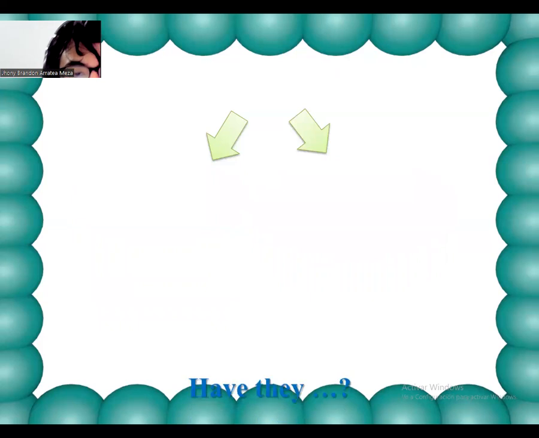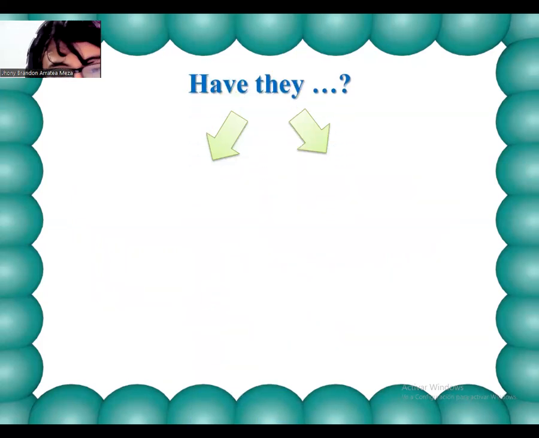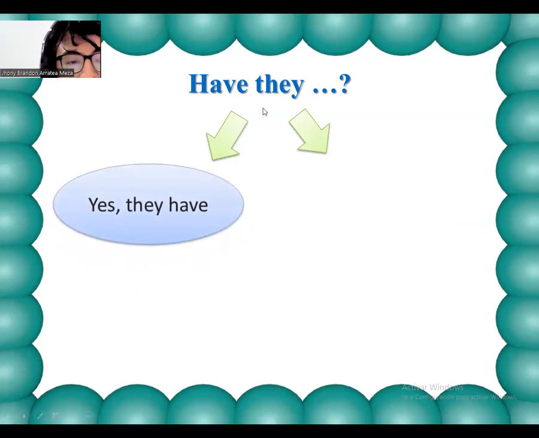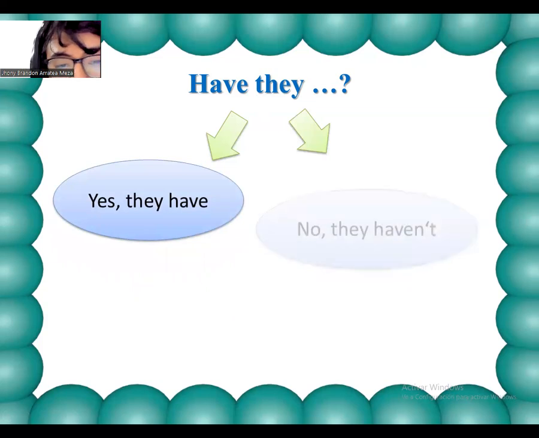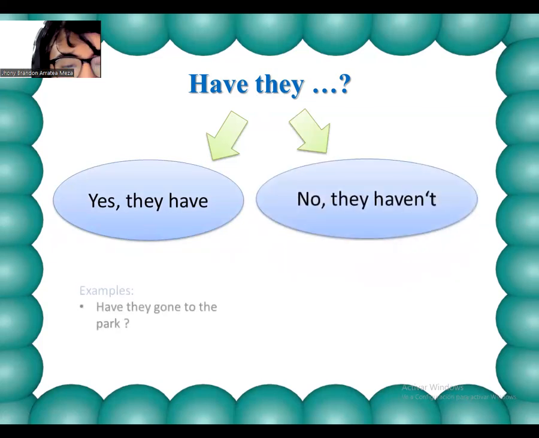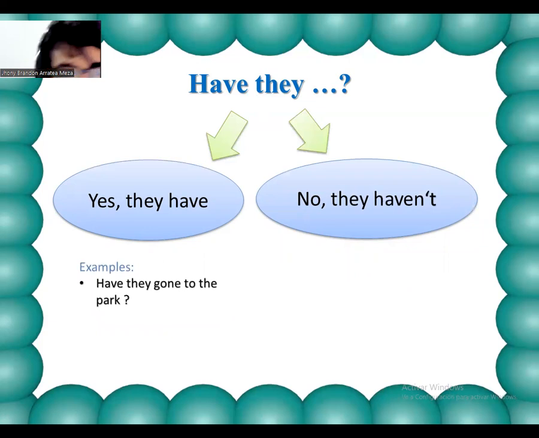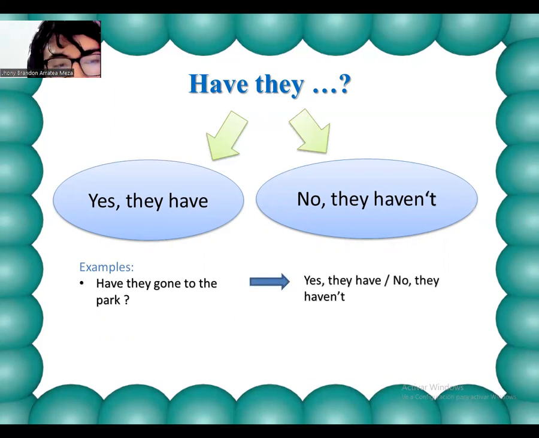Well, now we have the subject pronoun they. Similar to I, you, we, and they, we use the verb have before the subject pronoun here. Let's see the answers. In positive, yes, they have, and in negative, no, they haven't. And what about the examples? Let's see. Have they gone to the park? ¿Han ido ellos al parque? Let's see the answers. In positive, yes, they have. In negative, no, they haven't.